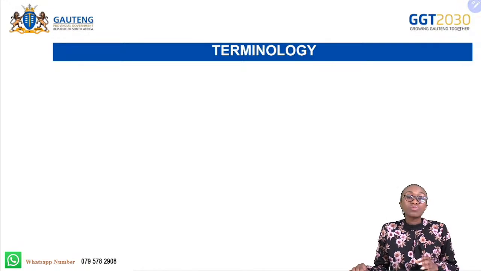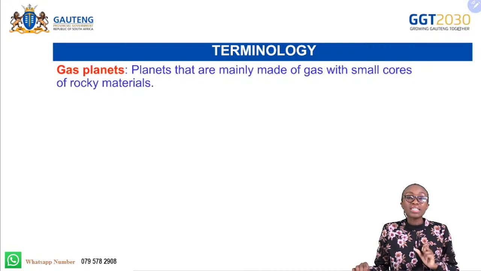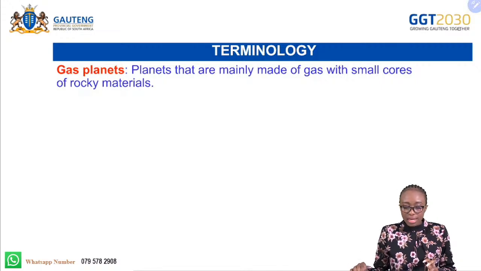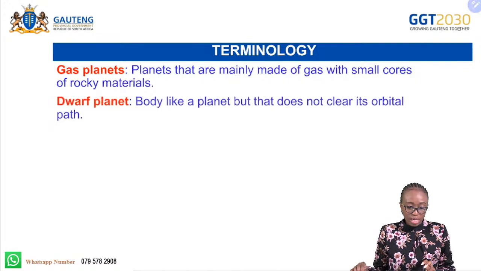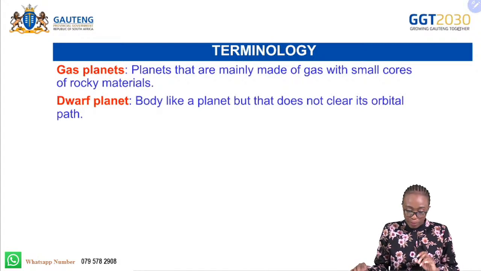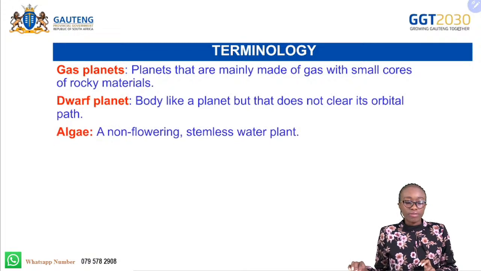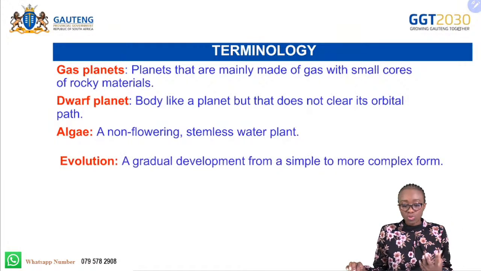And then let's move on to slide number 2 of our terminology. Gas planets. These are planets that are mainly made of gas with small cores of rocky materials. And then a dwarf planet. This is a body like a planet, but that does not clear its orbital path. And then algae, these are non-flowering stemless water plants. And then evolution, this is a gradual development from a simple to a more complex form.